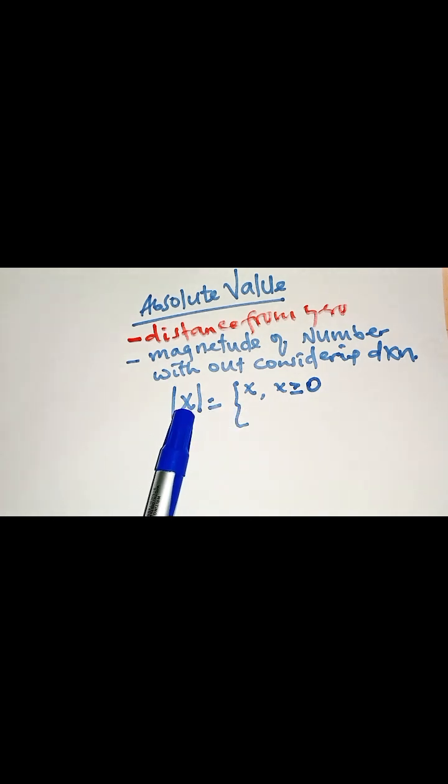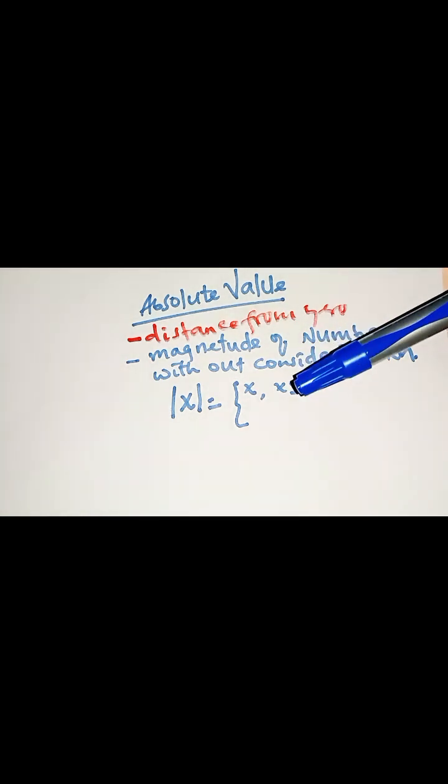So the absolute value of 5 is 5. The absolute value of 6 is 6. The absolute value of 10 is 10. The absolute value of 100 is 100. The absolute value of a million is a million, since x is greater than or equal to 0. Why are we taking greater than or equal to 0? Because 0 is neither positive nor negative.